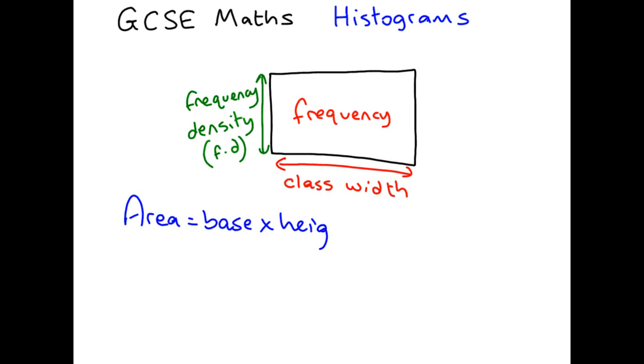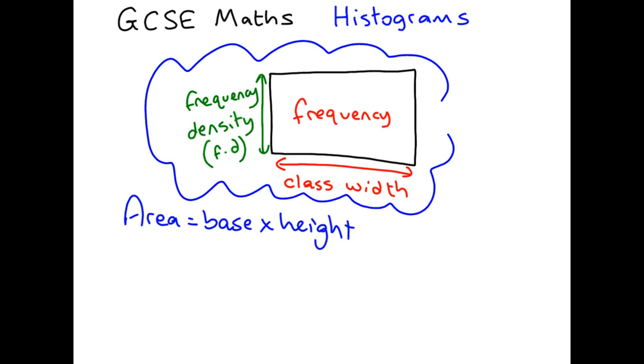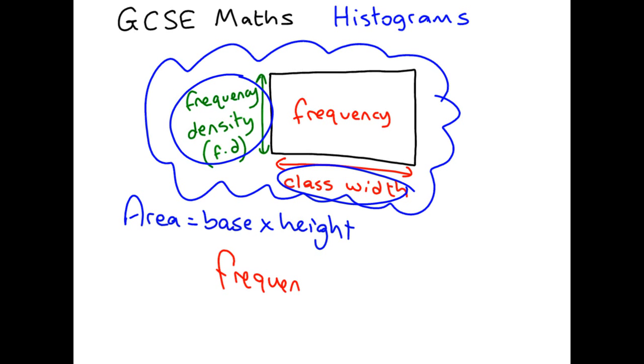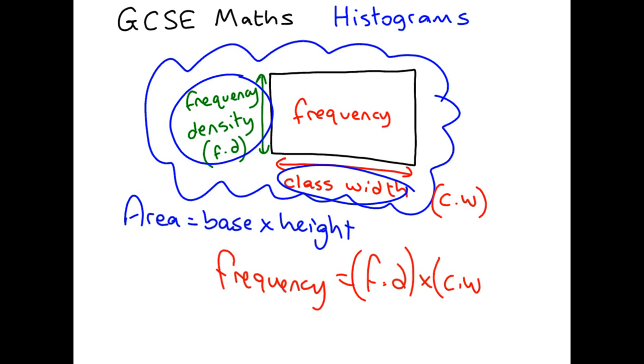All I would do if I was you going into your exam is remember this diagram, how it works, because from that you can think, well, area is class width times frequency density. So that gives us a special formula for the histogram. Frequency is frequency density times class width, which we could call CW. That's the formula that you need to learn, or like I said, just remember the diagram above.